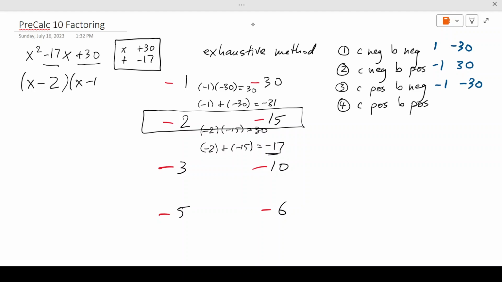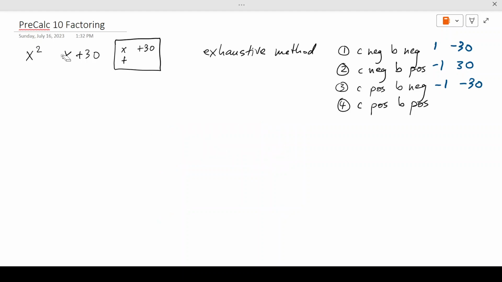Now let's do an example of the last type. The last type I'm going to do is when c is positive, just like this type, but b is also positive. This is actually maybe the easiest type. Everything is positive. So let's see here. The question is going to be x squared plus 31x plus 30. That's what we're factoring. X squared plus 31x plus 30.